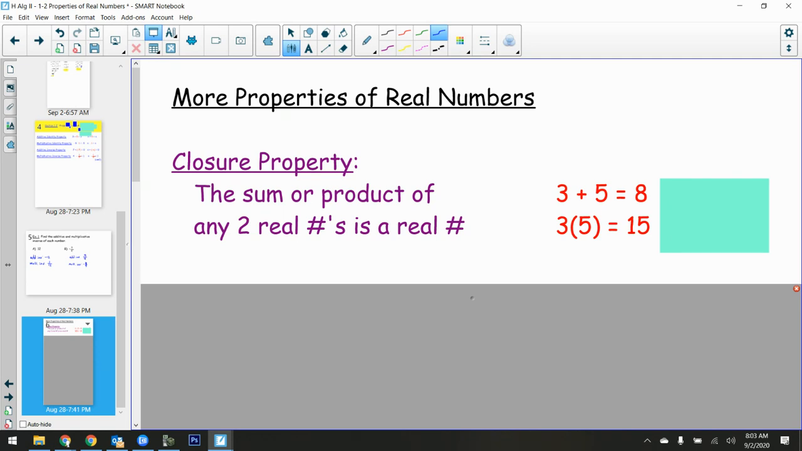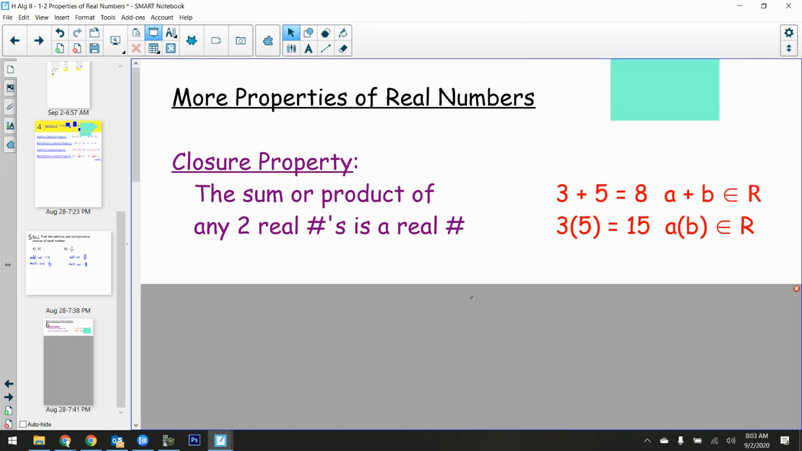Okay. Let me show you here how we would define it. If A is a real and B is a real, then A plus B is a real. If A is a real and B is a real, then A plus B is an element of real. If A is a real and B is a real, then A multiplied by B is also a real. It's an element of real.